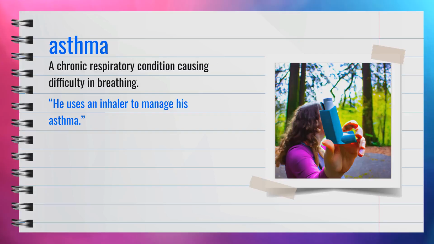The word asthma. Asthma is a noun. It refers to a chronic respiratory condition causing difficulty in breathing. Synonyms for asthma include bronchitis or respiratory condition. For example, he uses an inhaler to manage his asthma. Asthma, a chronic respiratory condition causing difficulty in breathing.